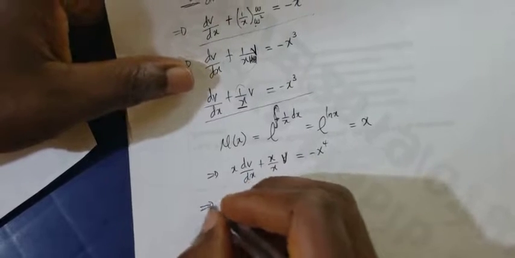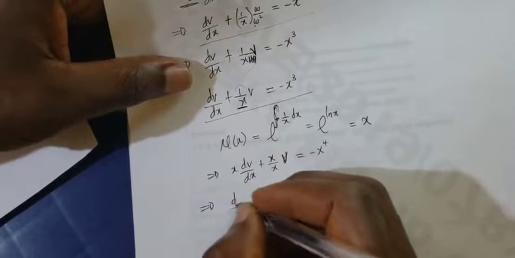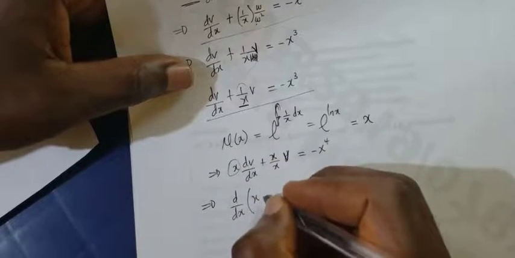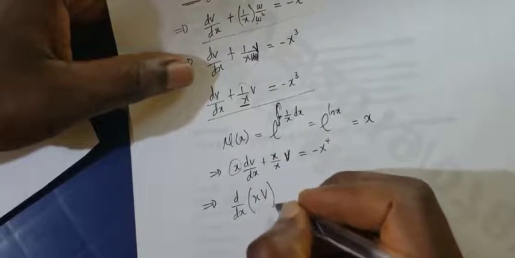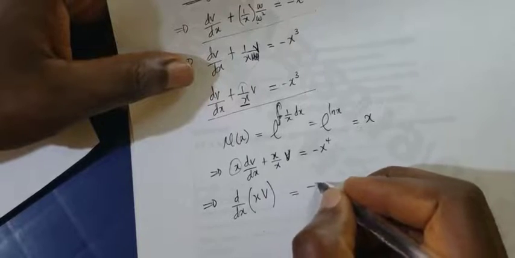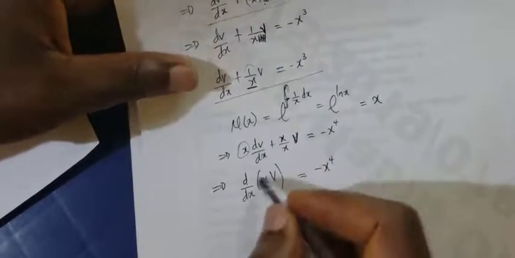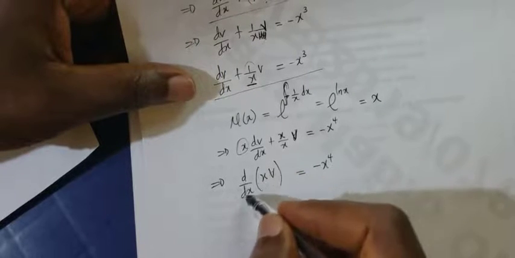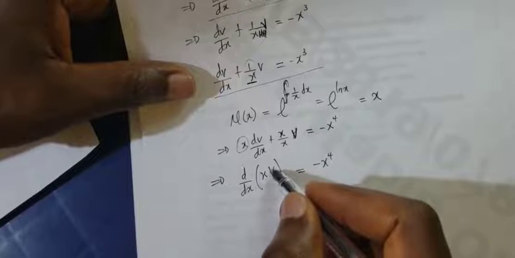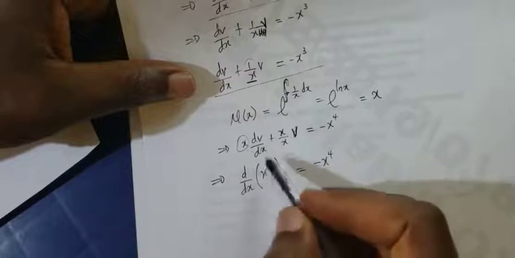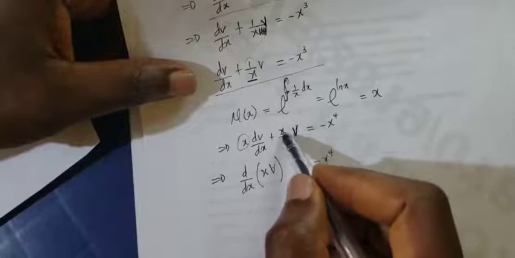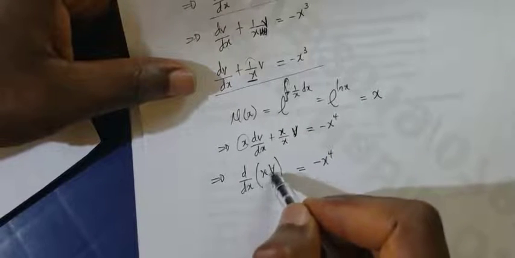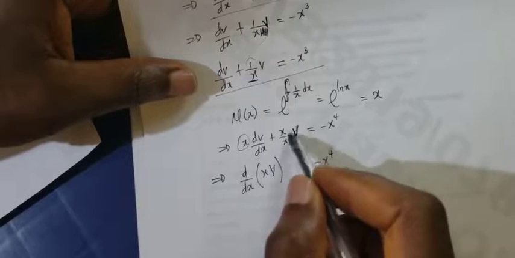So this is going to give us, as I've said before, the integrating factor x multiplied by the dependent variable v, minus x to the power 4. Of course, if you try to check this, when you differentiate v with respect to x, keeping x constant, that will be dv/dx multiplied by x. Then x over x is 1, so differentiating x with respect to x gives 1 multiplied by v, keeping v constant, to give you this.